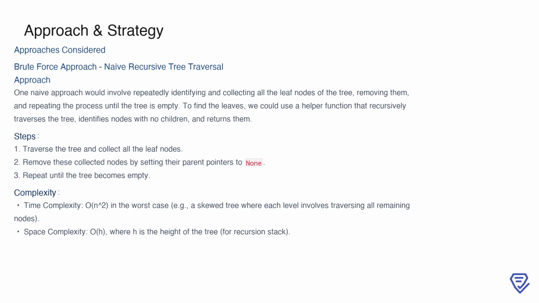However, this approach has significant drawbacks. The time complexity can grow to O(n squared) in the worst-case scenario, such as in a skewed tree, where each level involves traversing all the remaining nodes. Additionally, it requires O(h) space for the recursion stack, where h is the height of the tree. While simple to understand, this method is inefficient for larger trees due to repeated traversals and the associated computational overhead.